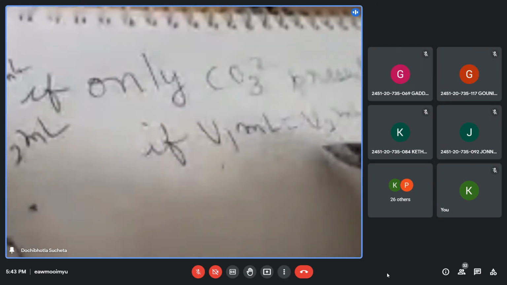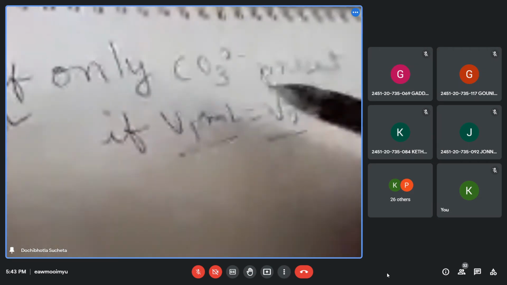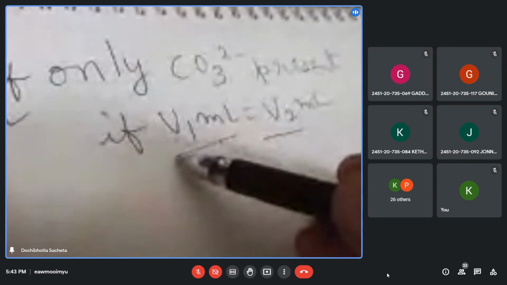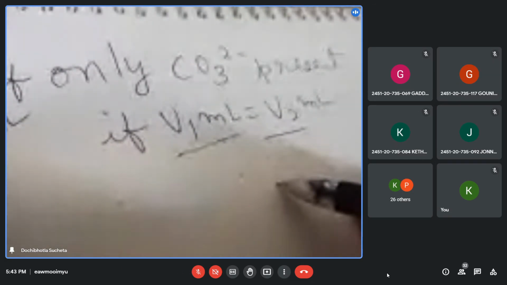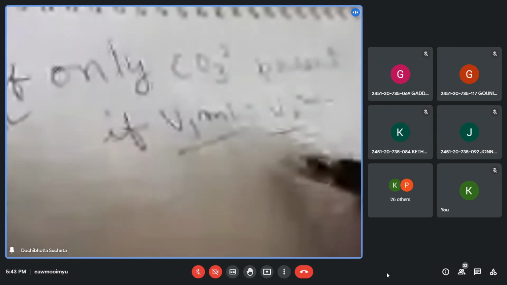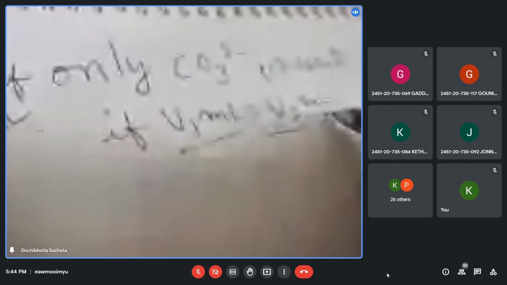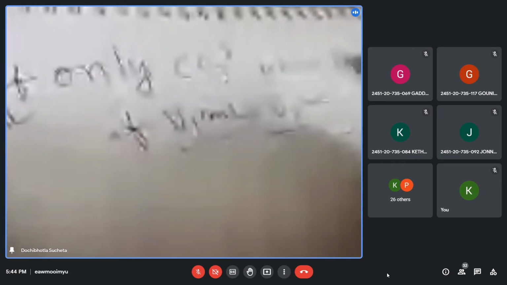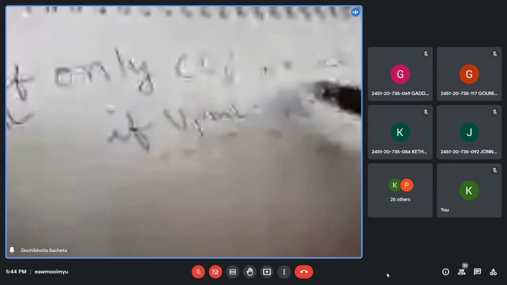If V1 ml is exactly equal to V2 ml, then what? Then only carbonate ion is present. Why? In the first step, carbonate got neutralized to bicarbonate, and at that point the solution turned colorless, and to that colorless solution, as soon as you added methyl orange, it turned yellow and it turned to red at the end of the titration. What you realized is that this is equal to this. This is 10 ml, this is 10 ml, this is 8 ml, this is 8 ml. So if V1 is equal to V2 ml, then carbonate is present.